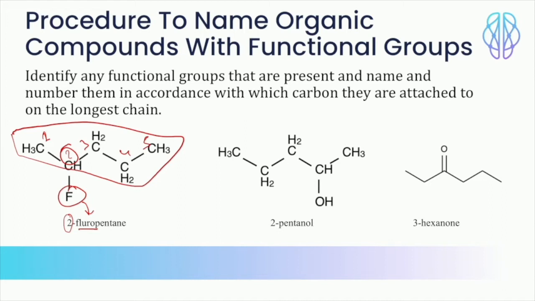So you count the longest carbon chain, so 1, 2, 3, 4, 5. Look for the functional group, so it's got a fluoro. Give it a number in regards to the lowest possible number you can give. So go from right to left first. If that doesn't work, try left to right and see which gives you the lowest number. In this case, left to right works, so numbering the left carbon 1 and the right carbon 5, it's in the second position. So it's a 2-fluoropentane. And we can use this principle for all molecules.